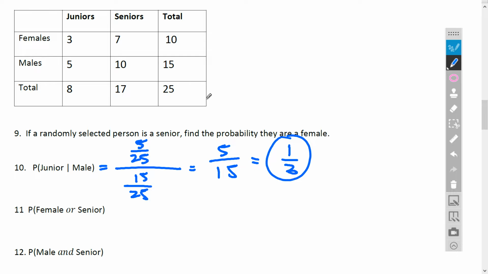And you can see that in the table because if you're given that the person is a male, then the entire sample space is only 15 people. Of those 15 people, how many of them are juniors? 5 of them. 5 over 15, which is 1/3.